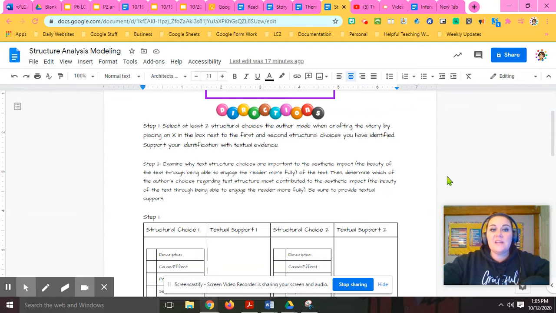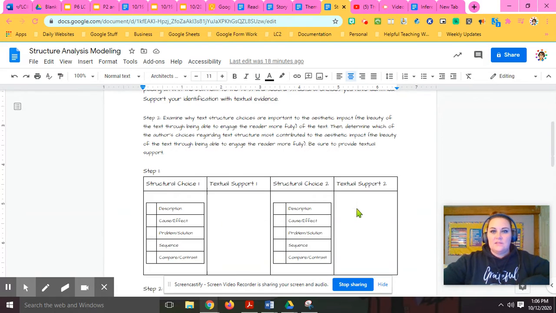My step 2 is to examine why text structure choices are important to the aesthetic impact, which means the beauty of the text, through being able to engage the reader more fully. So aesthetics are the way things look or sound or the way they appear to others of the text. Then determine which of the author's choices regarding text structure most contributed to the aesthetic impact, again, the beauty of the text. Be sure to provide textual evidence. Okay, so first things first, I have to be able to identify 2 structural choices that the author made, and then I need to decide which one helped make the piece more beautiful, right? Which one helped the most?